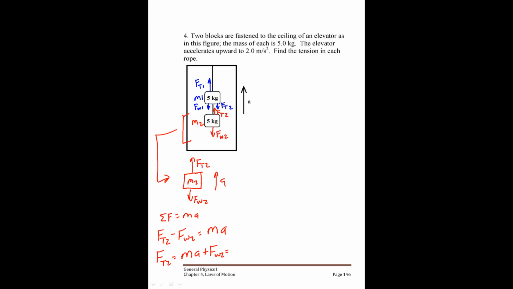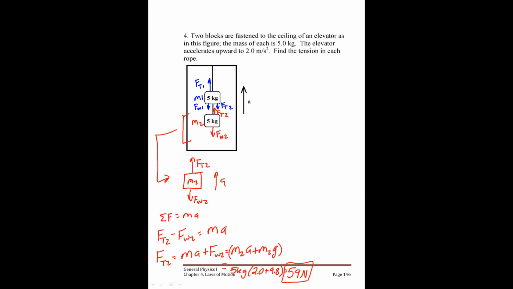That's equal to 5 kilograms. Actually, let me write that out. M2A plus M2G. That's equal to 5 kilograms times A plus G. That's 2 plus 9.8. Which is equal to 59 newtons. All right, so that's one of my forces, the tensions in the rope.